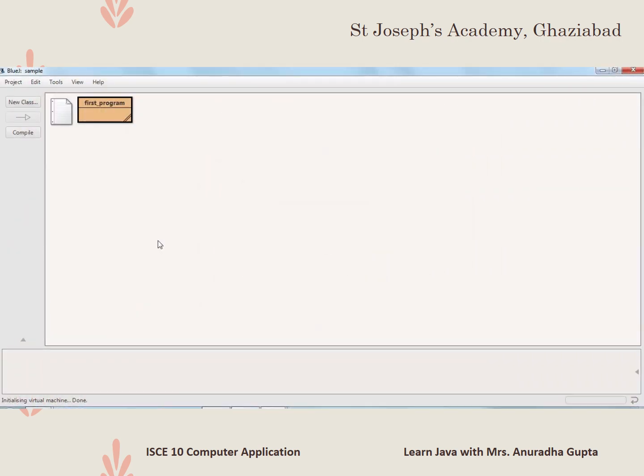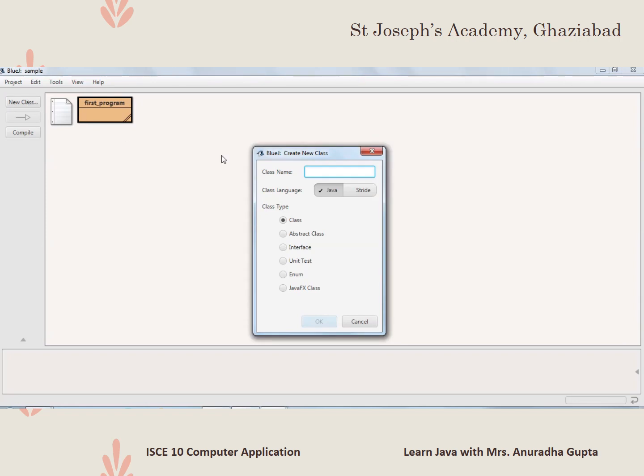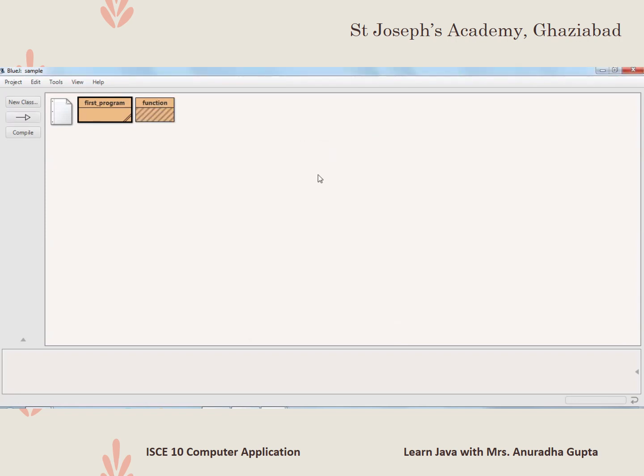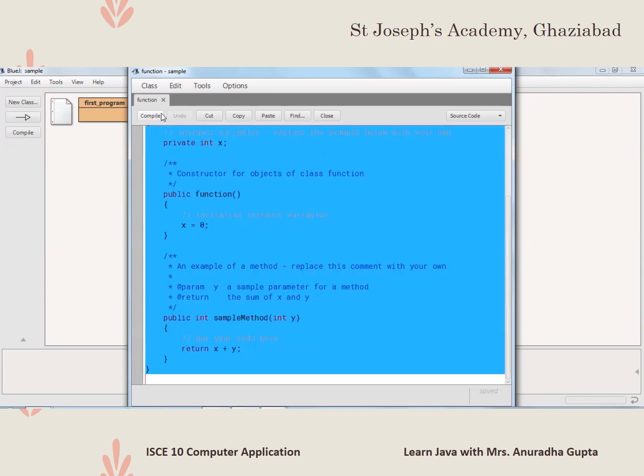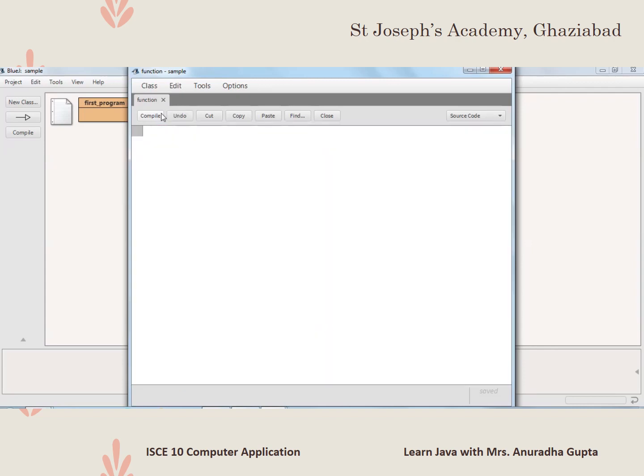Let's learn how to accept values by using function argument in a program. So start with making a class. Here I give the class name Function. Double click on it. Here we get the simple program. Select all, press the delete button and write your program.